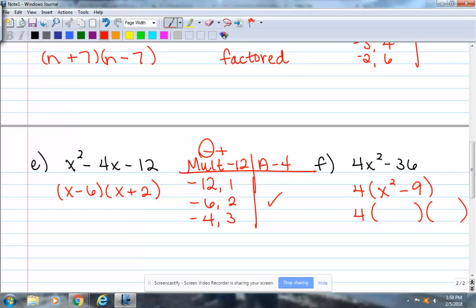What multiplies times itself to get x squared? X, put it in the front. And what multiplies times itself to get 9? 3. That goes in the back. Opposite signs in the middle. So all of this is your factored answer. If you leave off the 4, it's wrong. So make sure you drag your GCFs all the way down. Any questions?